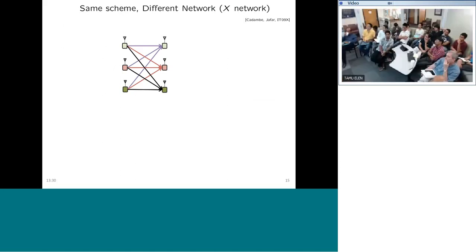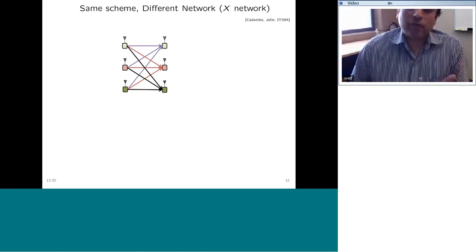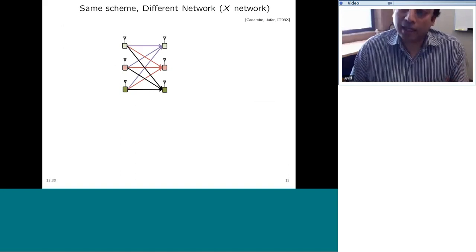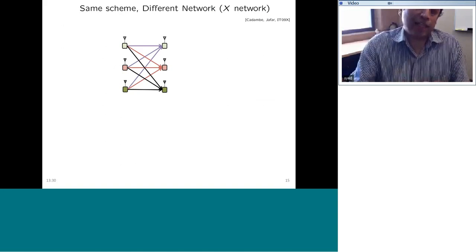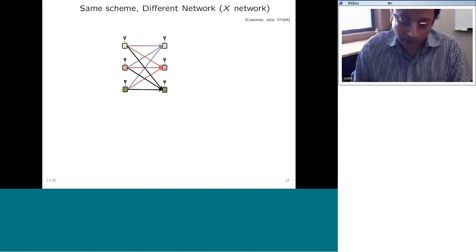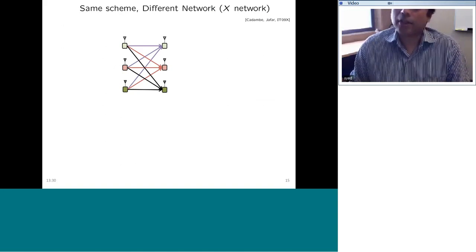Right. So remember, we designed the space V such that it's invariant to all undesired channels. In an interference network, you can identify each channel as desired or undesired. But in an X network, you cannot do that because every channel carries a message, because there is a message between every transmitter and receiver.